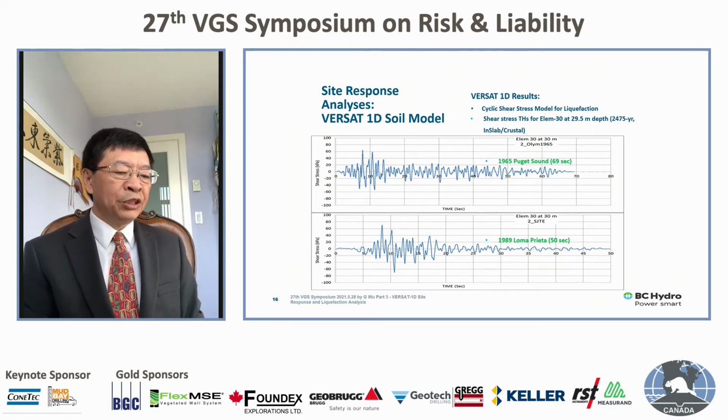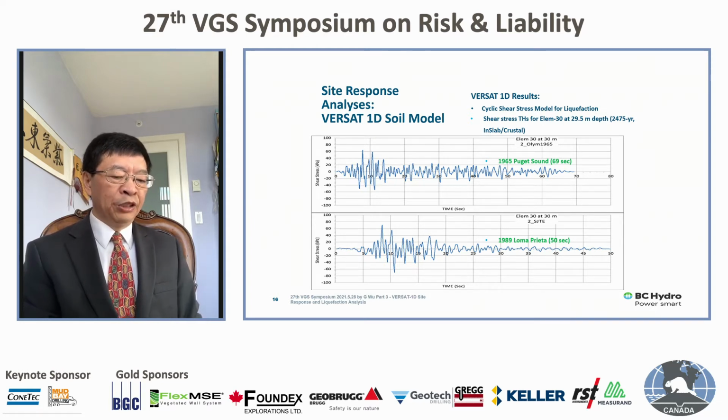So the next one is just showing the time histories of the shear stress computed from the Versa analysis. The top figure is showing the time histories from the 1965 Puget Sound earthquake, and the lower figure is just showing the time history of shear stresses from the 1989 Loma Prieta earthquake. So next one, please.